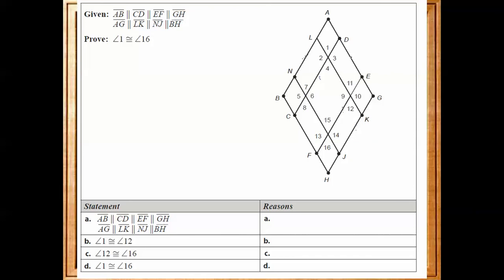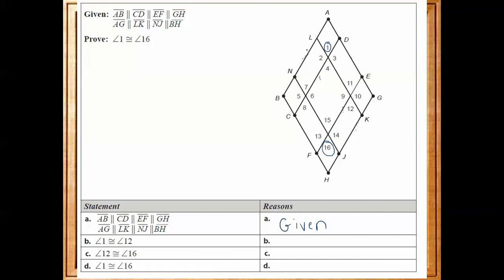Then it says AG is parallel to LK, so these two lines are parallel, and that NJ is parallel to BH. So we know that these two lines are parallel. And what we want to do is prove that angle 1 is congruent to angle 16. A right here is all of the given information, so what we would write right here is given. On this one, all of your steps, your statements, are already given for you. All you have to do is give the reason.